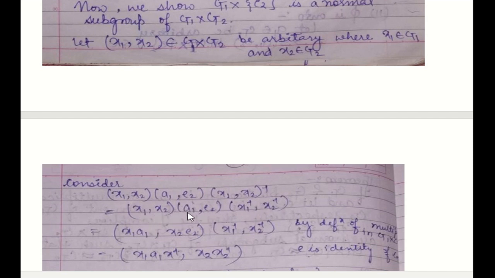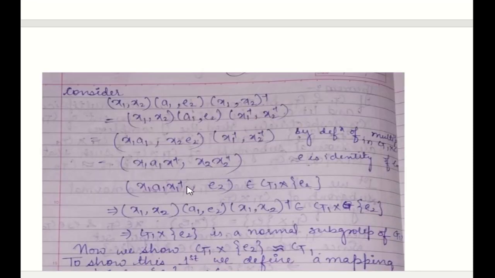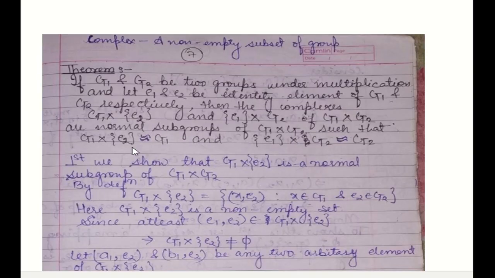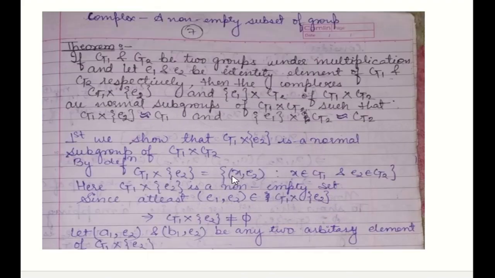This will be equal to X1 inverse X2 inverse. Now we first multiply these two, and then this whole element will be in G1 cross E2. So this implies that for elements of G1 cross E2 in G1 cross G2, X A X inverse are in the group. So it is a normal subgroup. Now the second thing we have to prove is that G1 cross E2 is isomorphic to G1, and E1 cross G2 is isomorphic to G2.